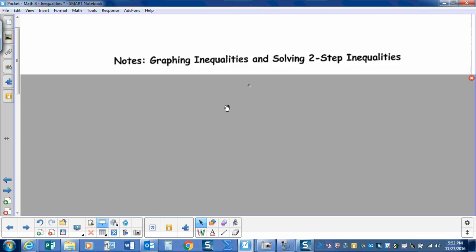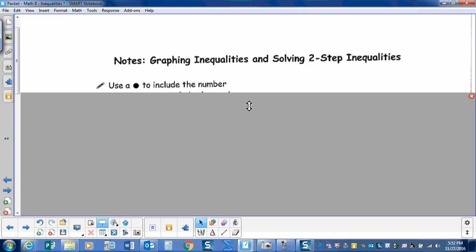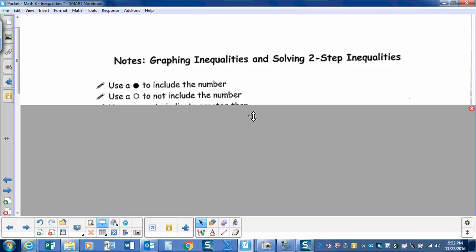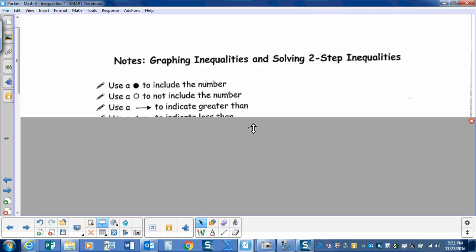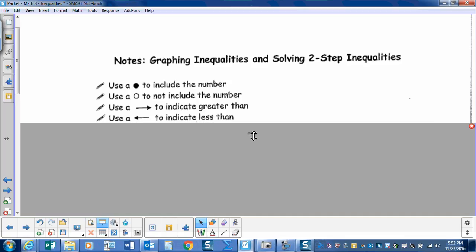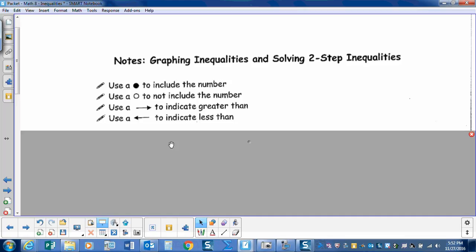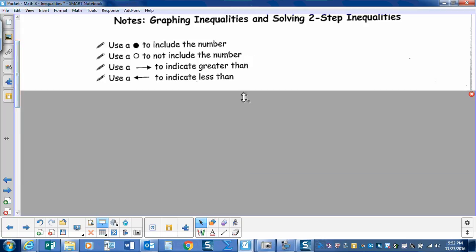Graphing inequalities and solving two-step inequalities. To begin with, let's review what we know about inequalities. When we use a solid dot, it includes the number. When we use an open dot, it does not include the number. When we use an arrow pointing to the right, that indicates greater than. An arrow pointing to the left indicates less than.